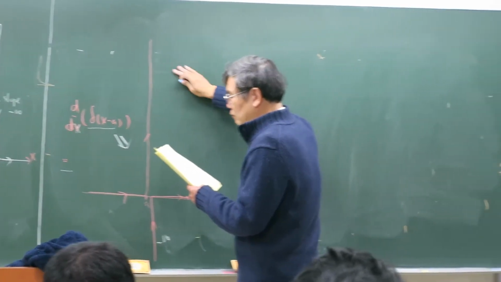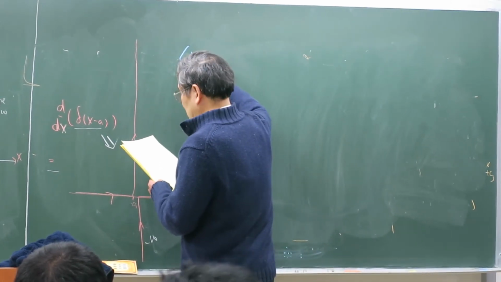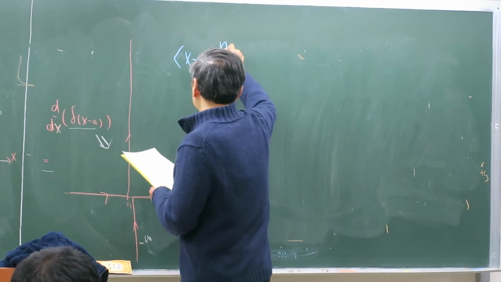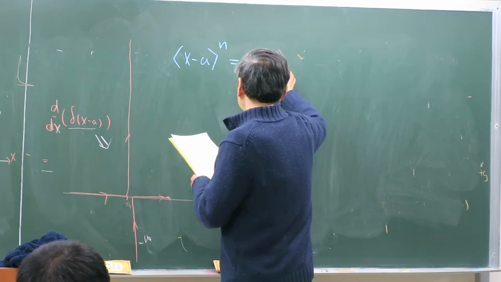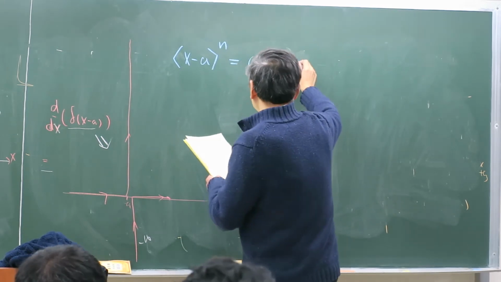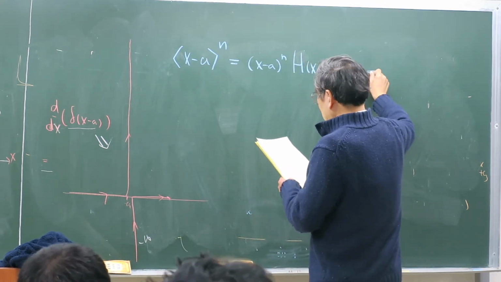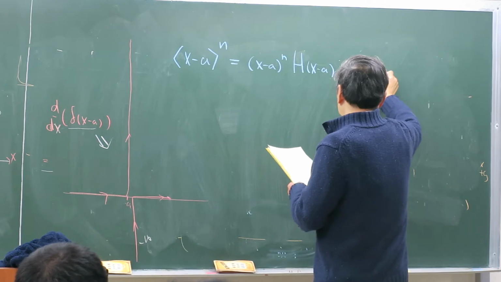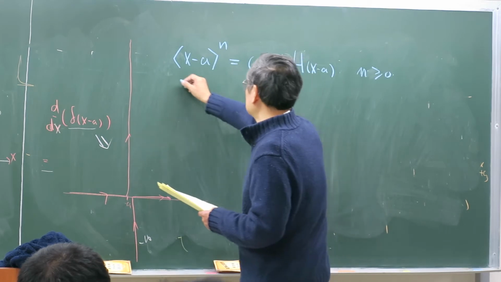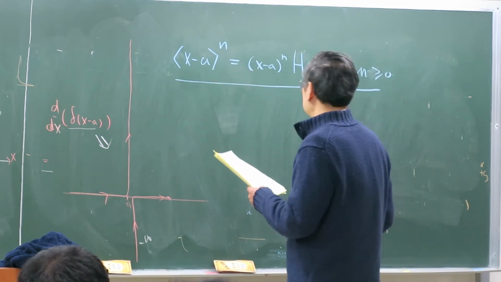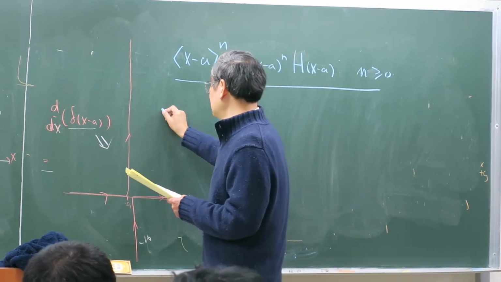This one formula: (x − a)^n equals (x − a)^n times the Heaviside function H(x − a), for n larger than or equal to 0. Okay? So this is a general equation. And let's see the derivative.